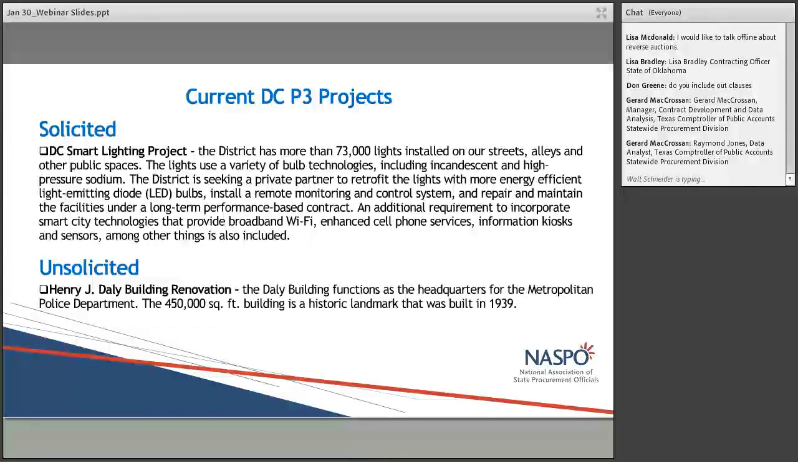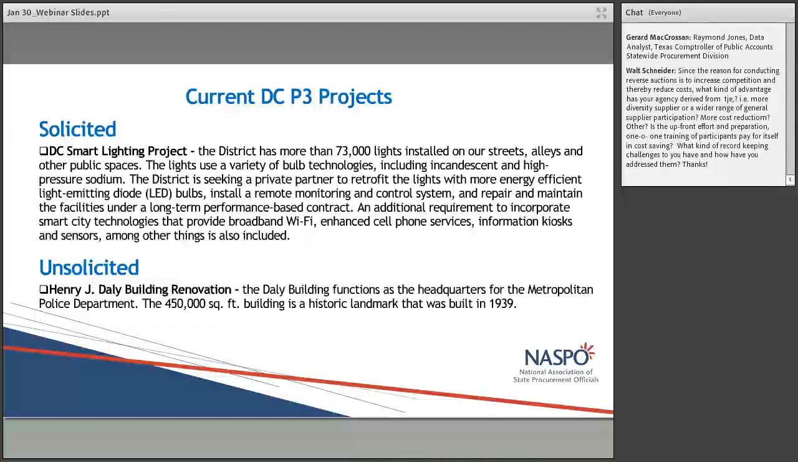And just yesterday, we had the preliminary kickoff for the Henry J. Daly building, which technically is our police headquarters here in D.C. and houses some other district stakeholders as well. And that will be unsolicited. The district received an unsolicited proposal, which we deemed appropriate and approvable, and we are moving forward with the unsolicited approach. In that instance, it will be the two-step process where it will be an RFQ, and then we will evaluate based on evaluation criteria, and then there will be an RFP.